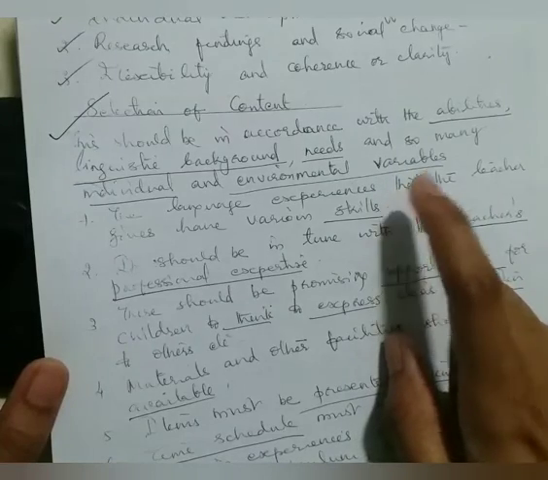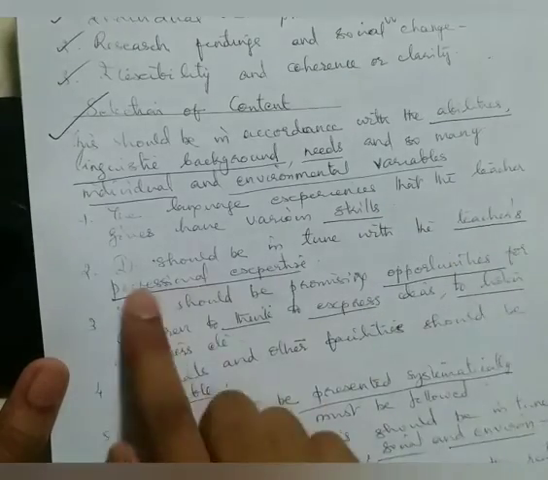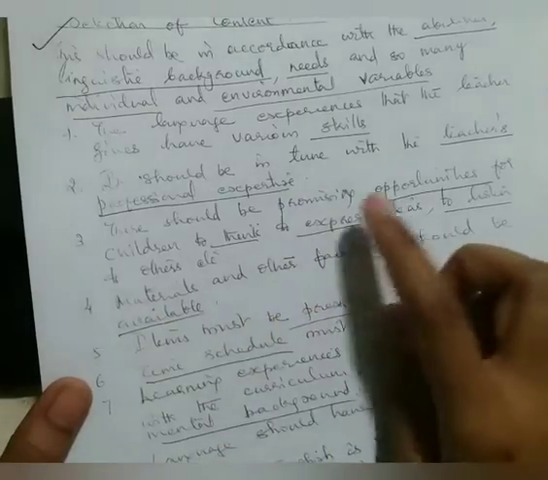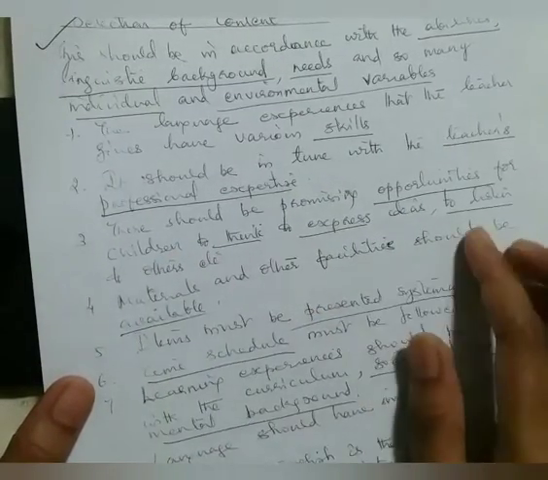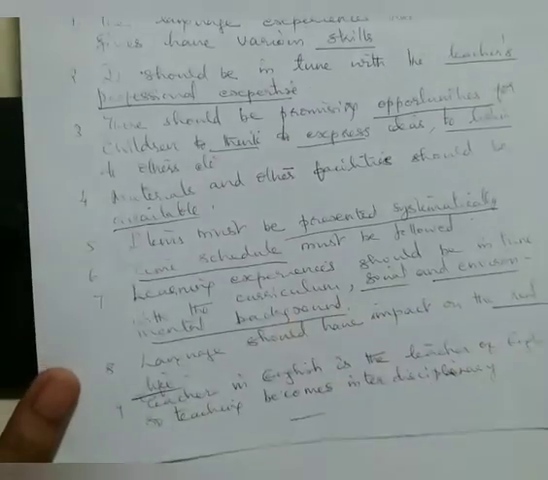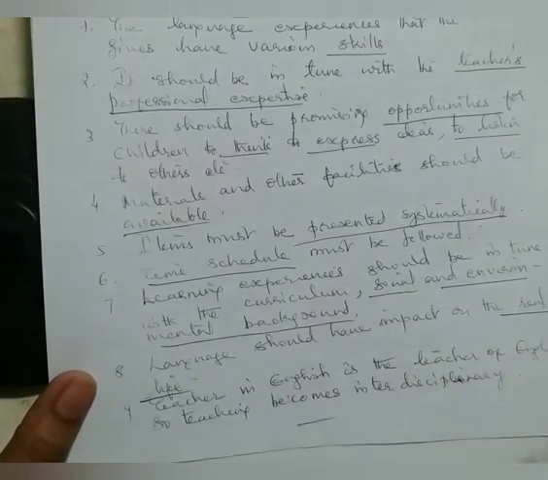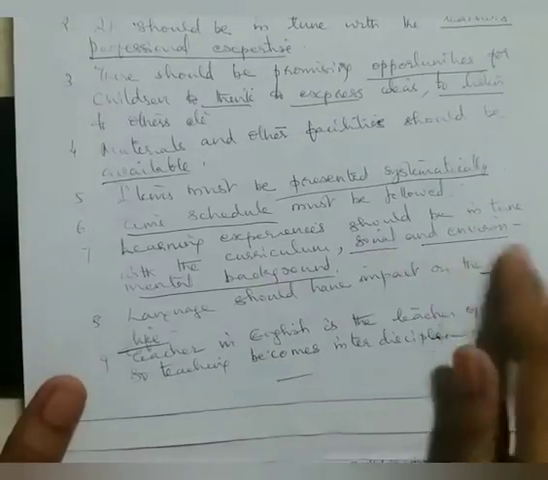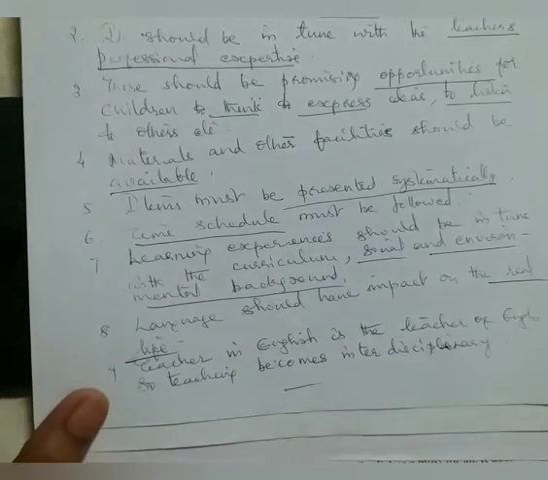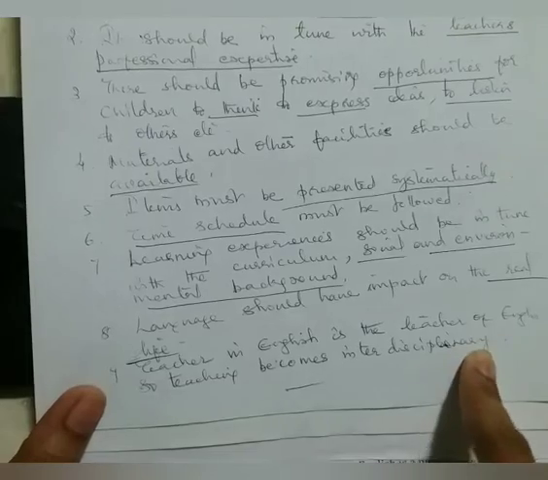The curriculum should be structured in such a way that it will help to develop different skills. And the teacher also should have professional expertise in dealing with different individuals. Different opportunities should be provided for the children to think, to express, to listen. Materials and other facilities should be available. It should be presented systematically with a time schedule. The learning experience should be in a learner-centered manner. The curriculum, social and environmental background should be connected to real life. So a teacher in English is a teacher of English, so teaching becomes interdisciplinary also.